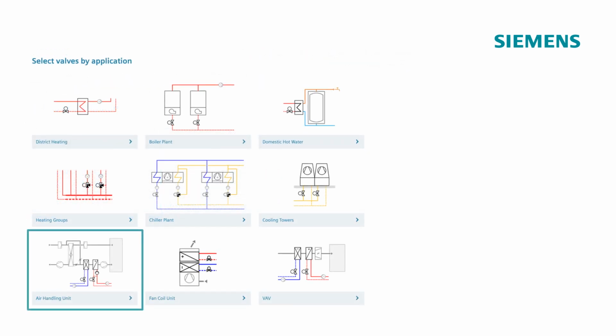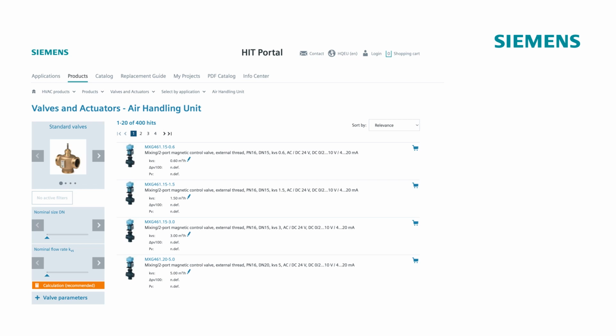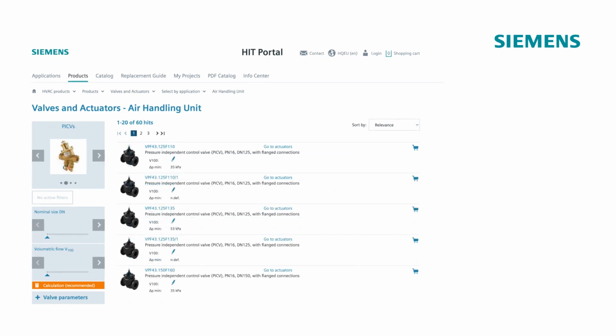Select Air Handling Unit. Now you arrive on the selection page for valves that are suitable for air handling units. Switch here from standard valves to PICVs. The selection has already been restricted based on the application. Click on Calculation to correctly select the control valve based on the plant data.